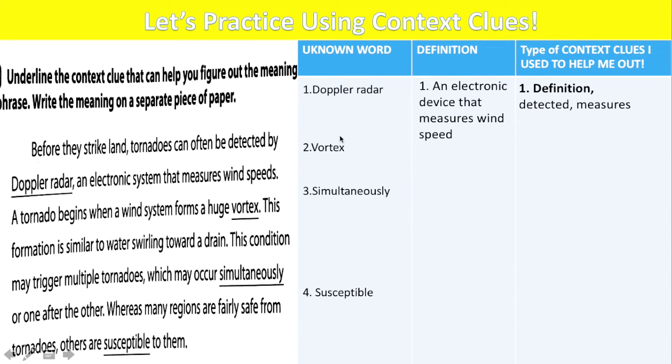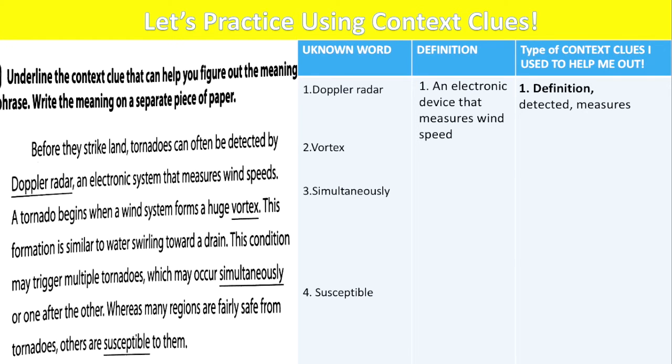The word we're trying to find is vortex. A tornado begins when a wind system forms a huge vortex. I think I need to read the second sentence to help me get some more clues. This formation is similar to water swirling towards a drain. The key word here is similar. I'm noticing that the author is comparing the wind system that's being formed to water swirling towards a drain. Just like water swirls, I think the huge vortex may be swirling winds. Let's see if that makes sense.